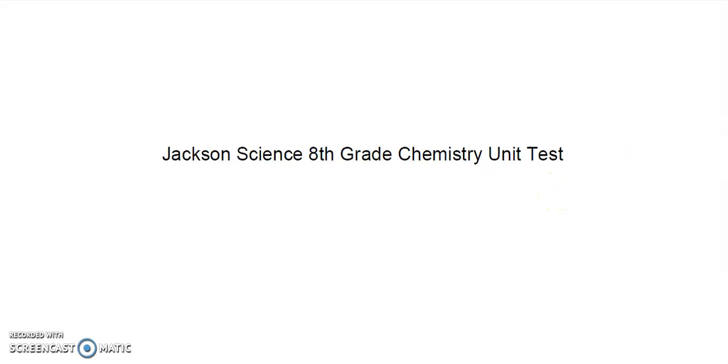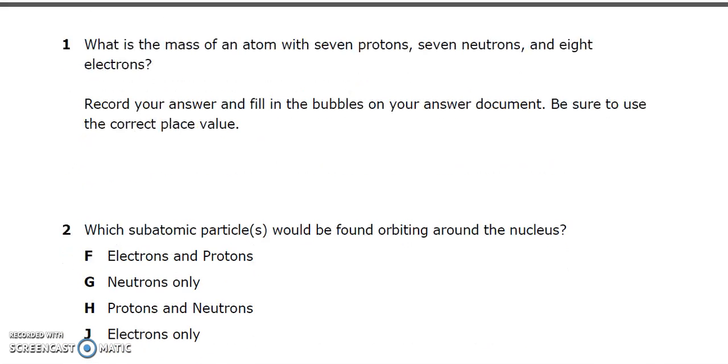Chemistry unit test, make sure you have your name and period and date on the test. Number 1. What is the mass of an atom with 7 protons, 7 neutrons, and 8 electrons? Record your answer and fill in the bubbles on your answer document. Be sure to use the correct place value.